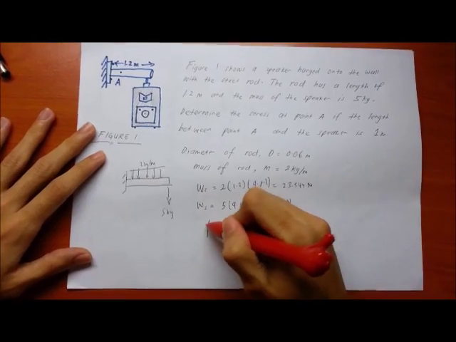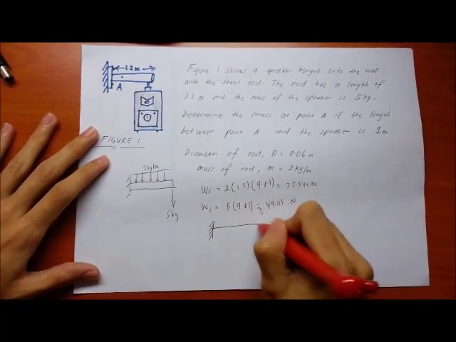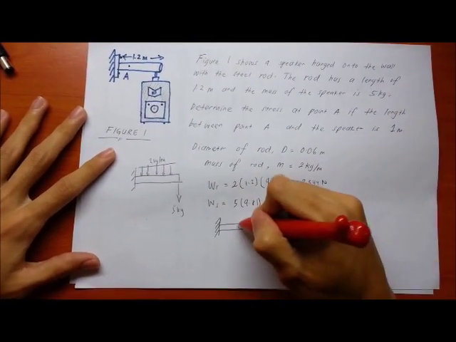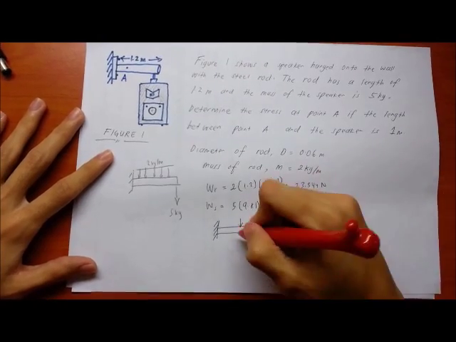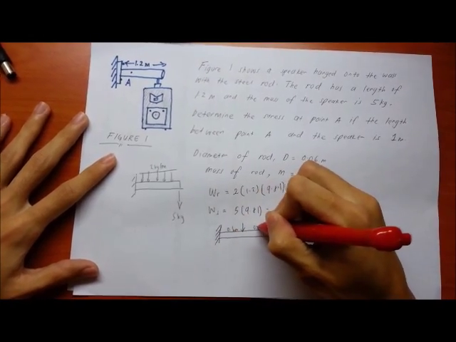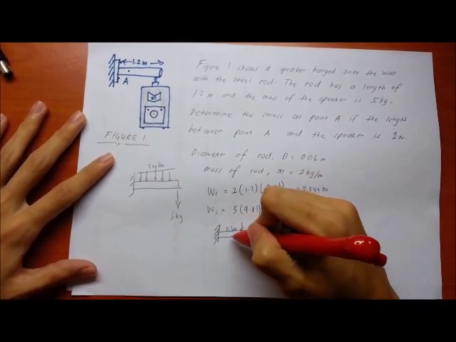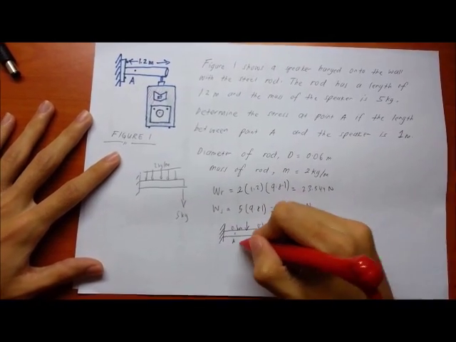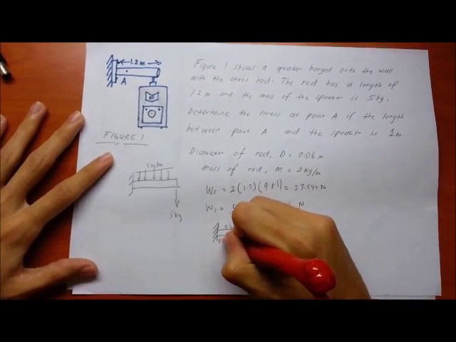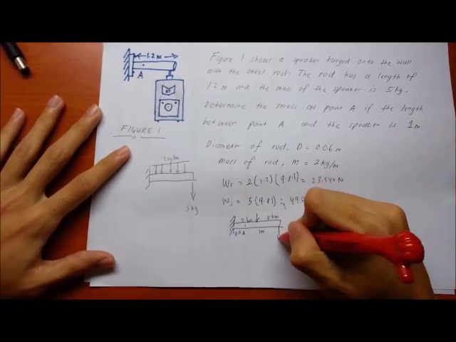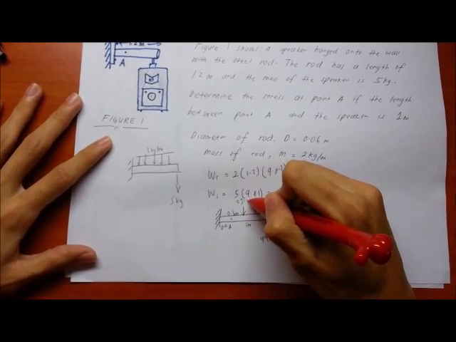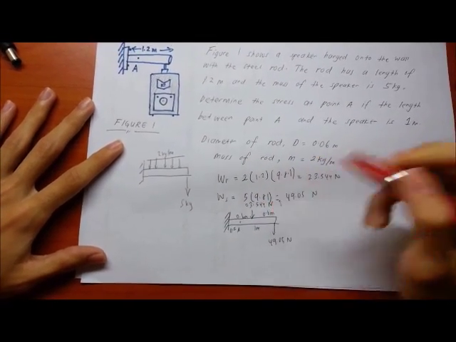Now we need to know the location of the point load of the rod, which is in the middle. The length of the rod in the middle is 0.6 here and 0.6 here, and point A is here. Point A to the speaker is 1 meter, and the left here is 0.2 meter. The weights are 49.05 Newton and 23.544 Newton.